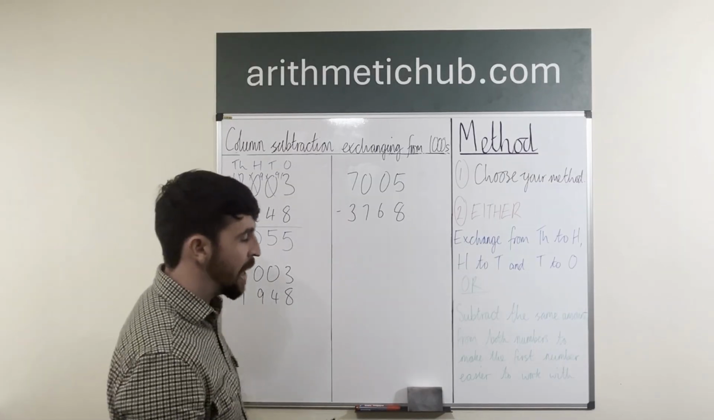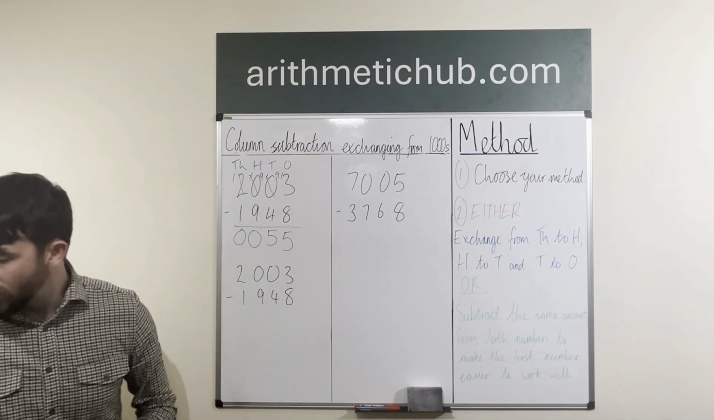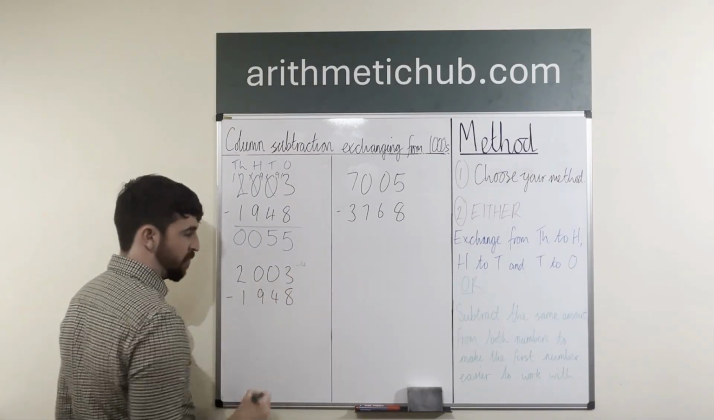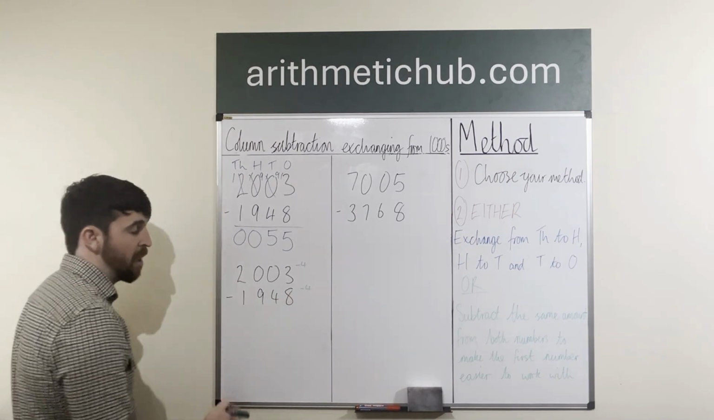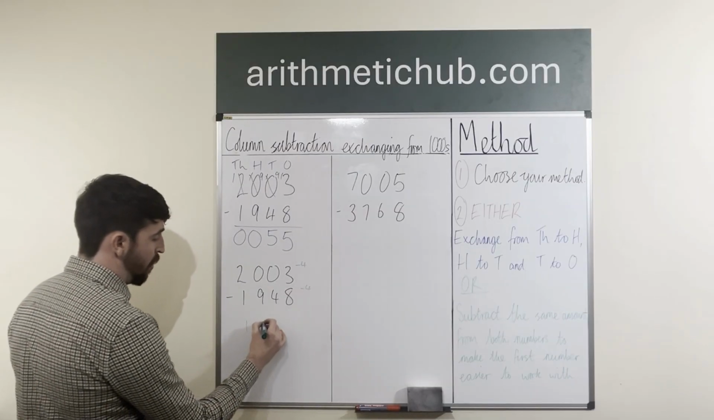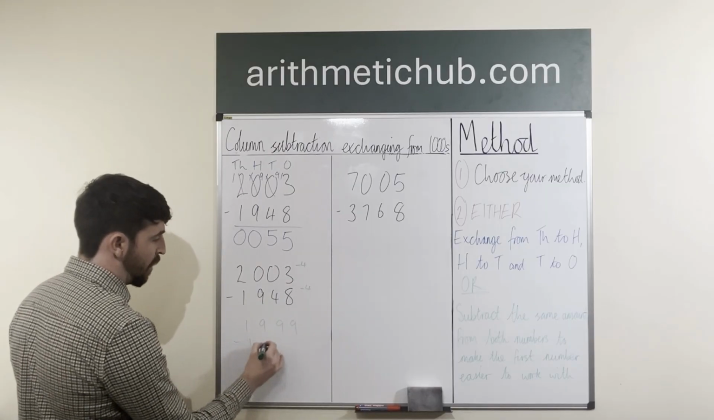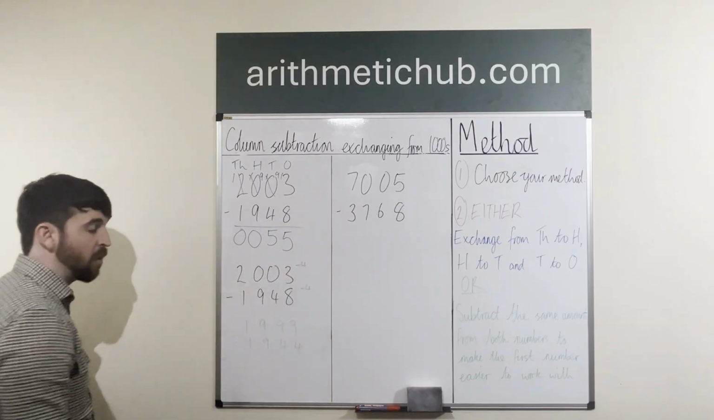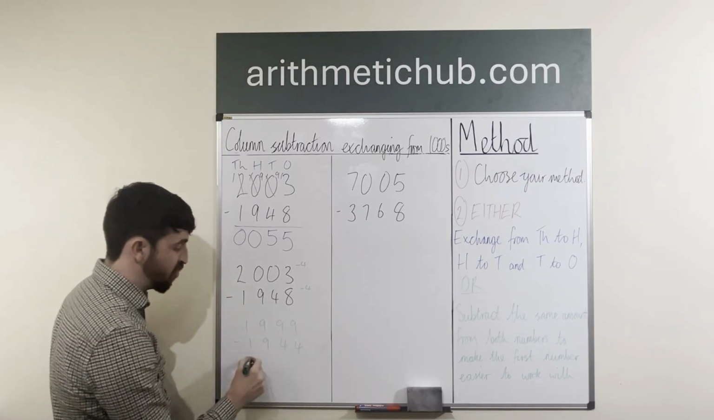So it says subtract the same amount from both numbers to make the first number easier to work with. So what we could do here is we could say, right, I'm going to subtract 4 from this number, and I'm going to have to subtract 4 from this number as well. But if I take 4 away from both of those numbers, all of a sudden this becomes 1999 subtract 1944.